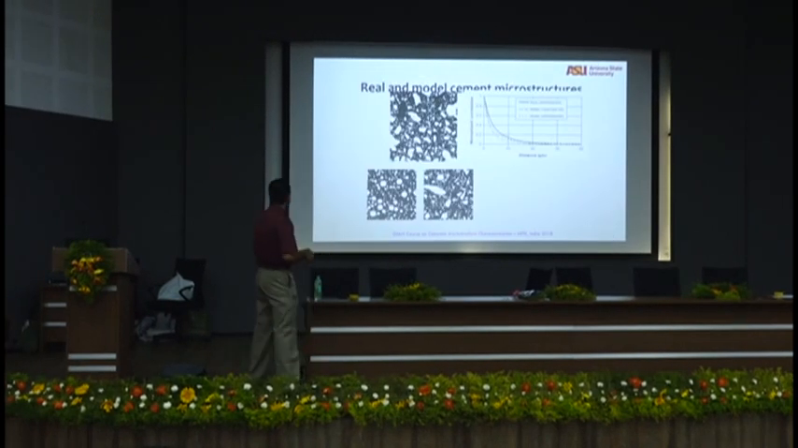Okay. Real and model. So this is a real microstructure. I just want to show you some comparisons. This is a real microstructure, right? What are these particles? Not just unhydrated. Remember, this is only black and white, right? So black has to be the pores, white are all cement grains. This is in the fresh state before reaction, right?